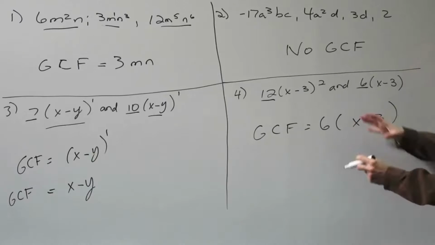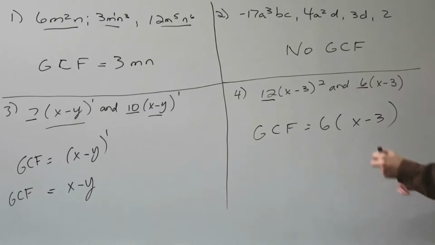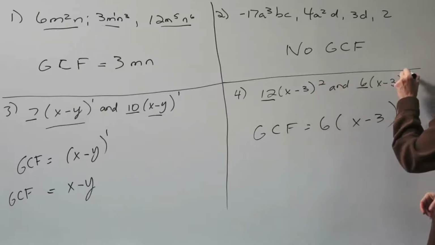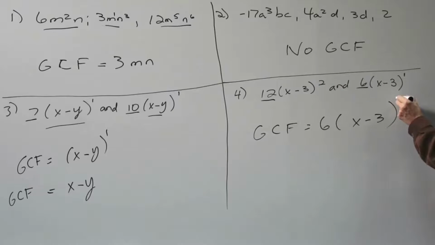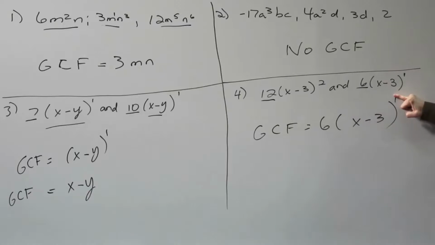I know that's going to be part of my GCF because they both have an x minus 3 as a factor. But here I have it twice. Here I have it once. I've got to look for the lowest one, so it's 1, the lowest exponent. So my GCF is 6 times the quantity, x minus 3. I don't need that 1, you probably wouldn't see it. And that's it. I would not multiply this out. It just makes our problems easier later.